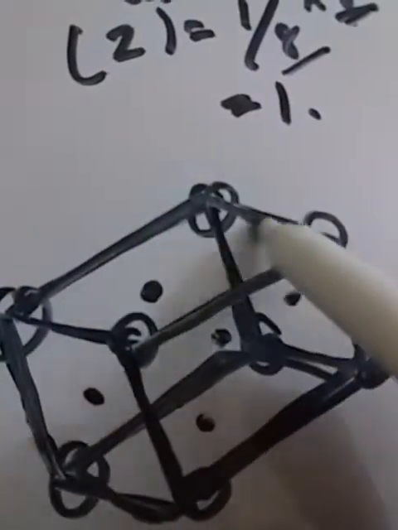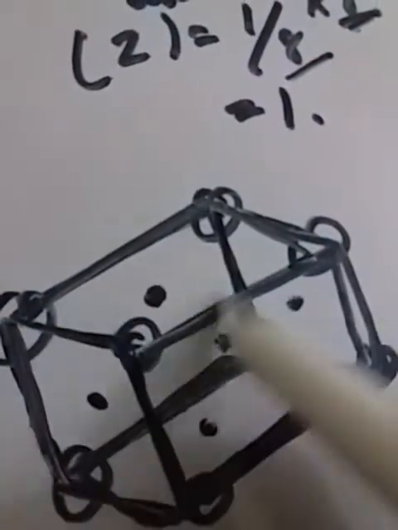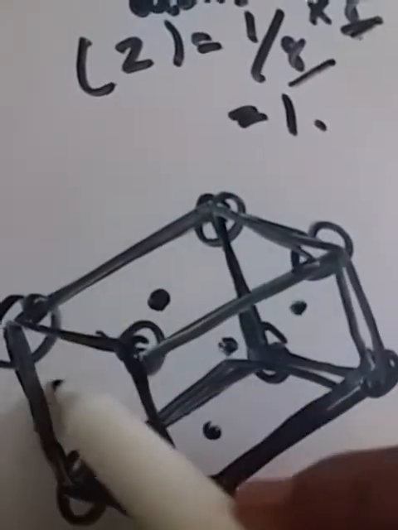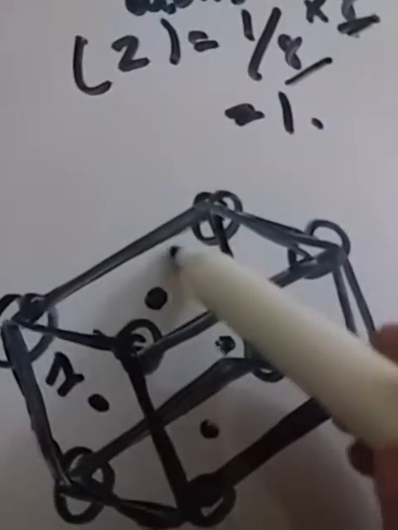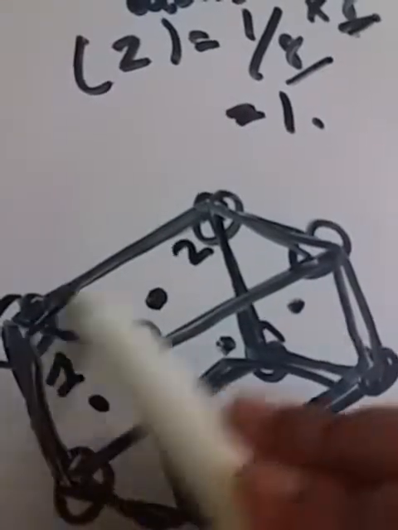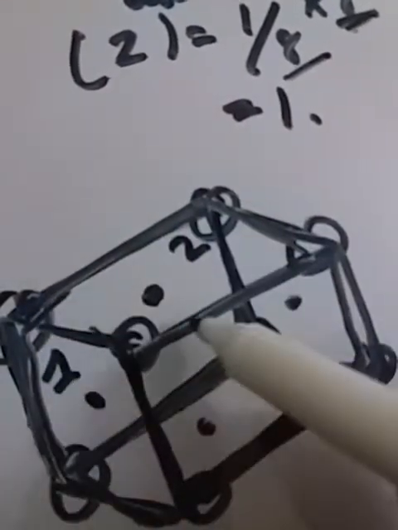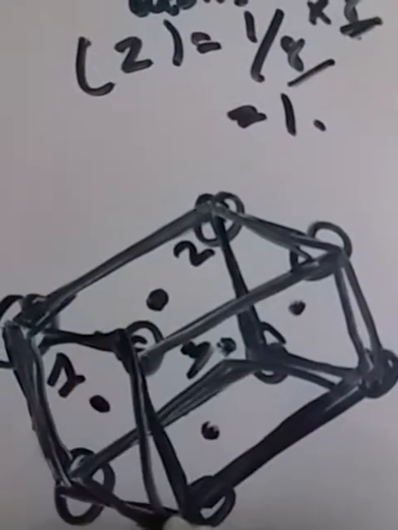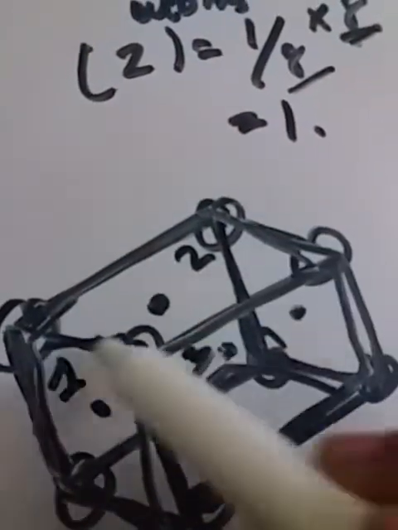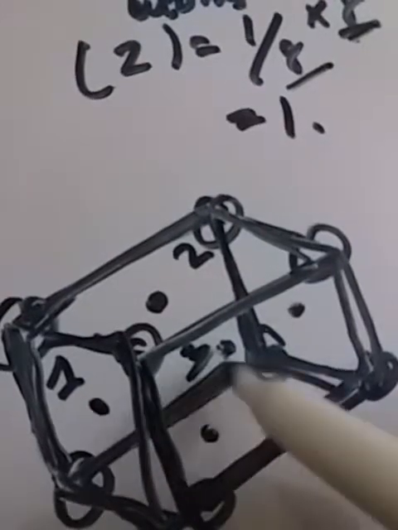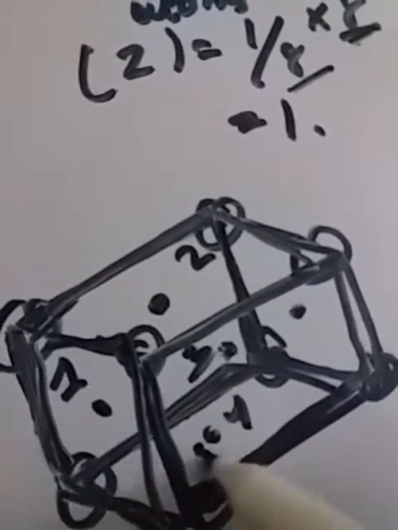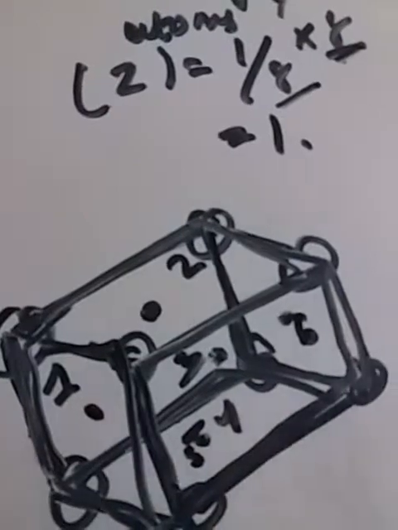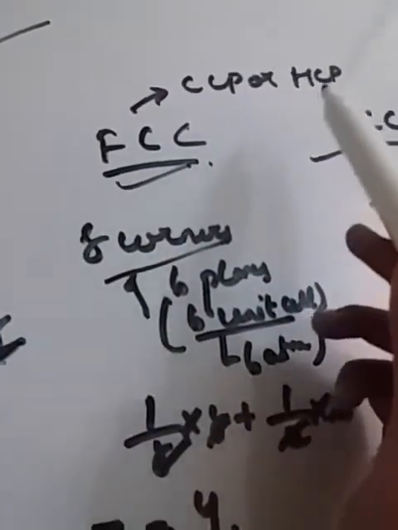And the upper one. See, 1, the upper one 2, and the back one 3, front one 4, downward is 5, and the side one is 6. This FCC face centered is also written as CCP or HCP. I will tell about it, hexagonal closed packing.